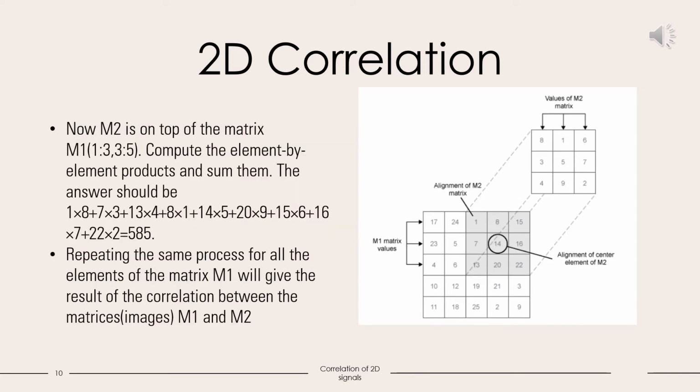After performing the previous step, now M2 is on top of the matrix M1. We then compute the element by element products, and add them together in order to obtain the element C0,2, which is given by the equation and results in 585. The same process is repeated for all the elements of the matrix M1. This will give us the result of the correlation between the matrices M1 and M2.